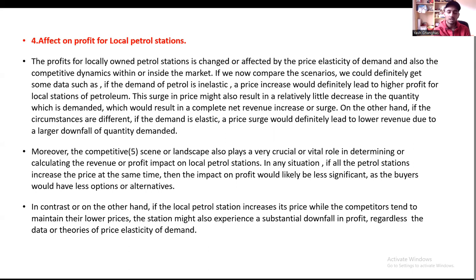In contrast, if the local petrol station increases its price while the competitors maintain their lower prices, the station might experience a substantial fall in profit because the competitors have not raised their prices, regardless of the theories of price elasticity of demand.